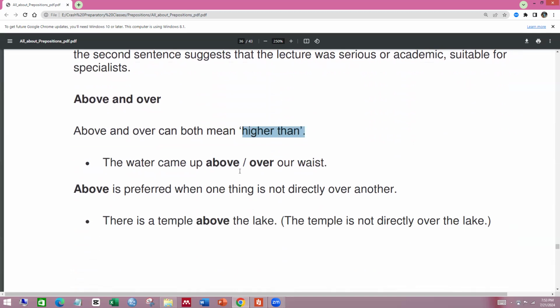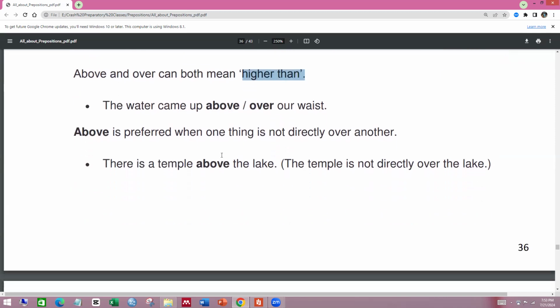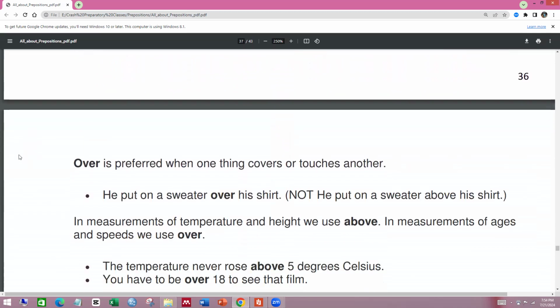The water came up above, over or west. Above is preferred when one thing is not directly over another. मतलब ठीक है. अब वो हम तब यूज करते हैं जहां पे कोई भी चीज किसी और चीज के ऊपर ना हो, उससे थोड़ा सा ऊपर हो या कितना भी, लेकिन एक दूसरे के ऊपर ना हो. There's a temple above the lake. मतलब लेक के ऊपर एक टेम्पल है. Temple is not directly over the lake. ये फर्क है इन दोनों वर्ड्स में.